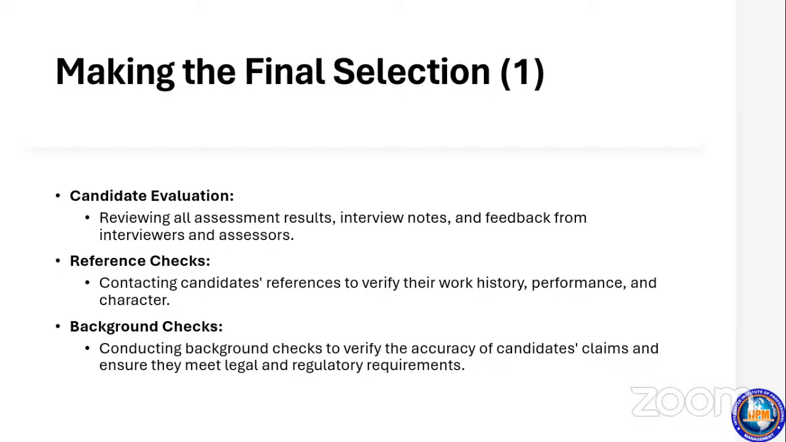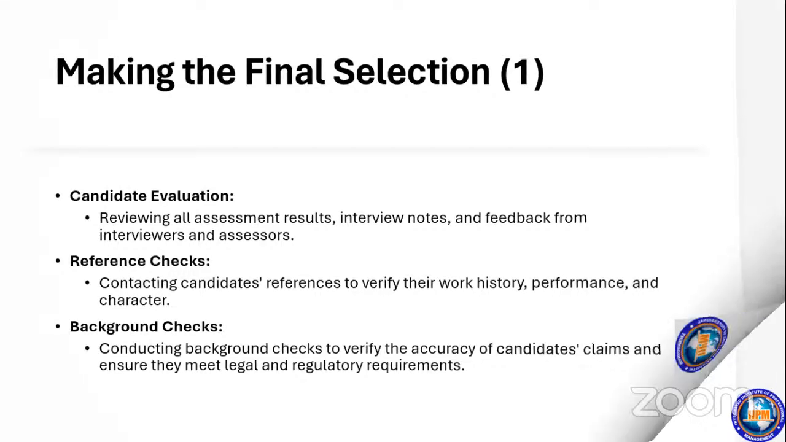Their references they would have written. You ask their former bosses, how easy was it to work with this person? Did they display integrity and honesty? Were they working hard enough? These are things that you find out by making inquiries into their work history. Next will be background checks. Conducting background checks to verify the accuracy of candidate claims and ensuring that they meet legal and regulatory requirements.